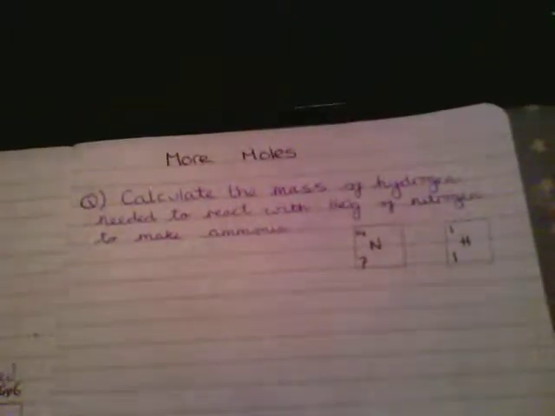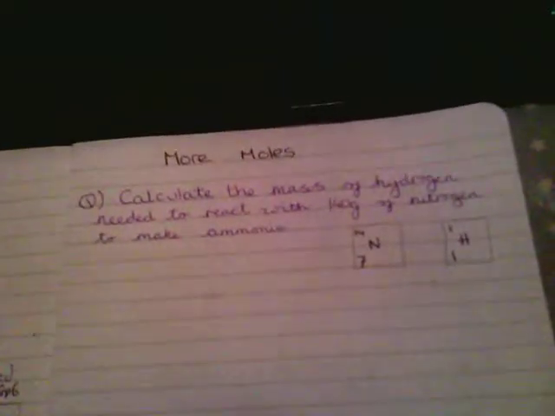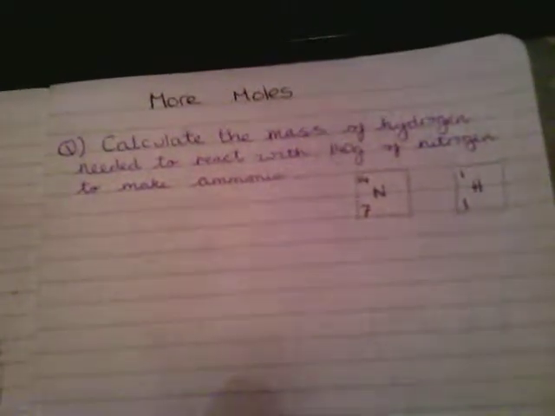Okay, here's one for you to try. You're asked to calculate the mass of hydrogen needed to react with 140 grams of nitrogen to make ammonia. So pause the video, hopefully you've watched the first video, and have a go.